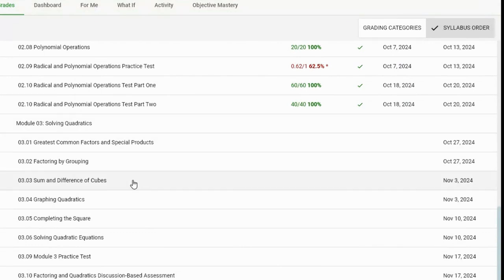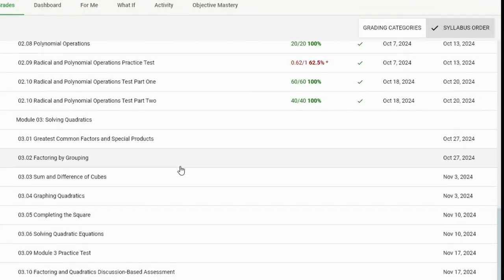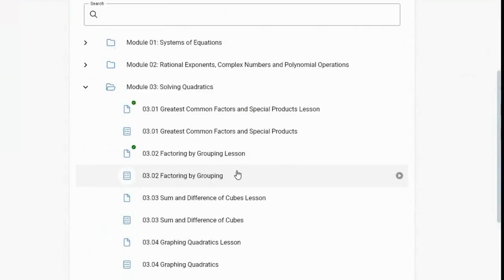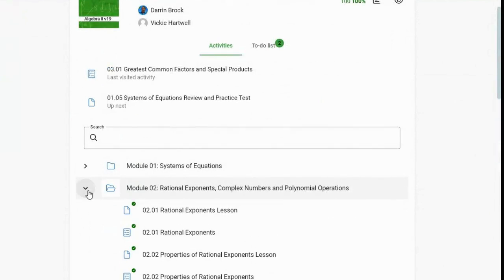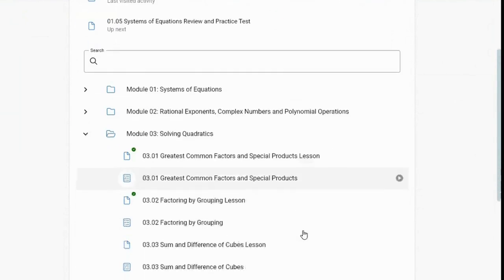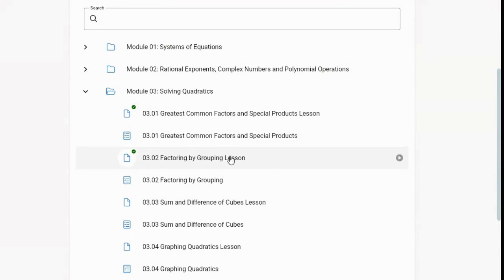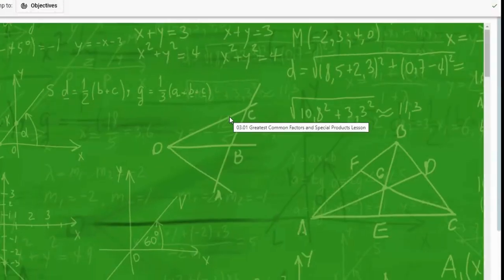So we got a whole module talking about quadratics and different stuff. And the funny thing is we're going to start out talking about things other than quadratics as well. So greatest common factors, special products, and then factoring by grouping is what we're looking at this week, these first 2 lessons. Okay, let's go. I closed module 2 because we're done with that. Opened up the module 3 folder. Here are the first 2 lessons that we're going to look at, greatest common factors and special products, and all the fun that goes along with that.